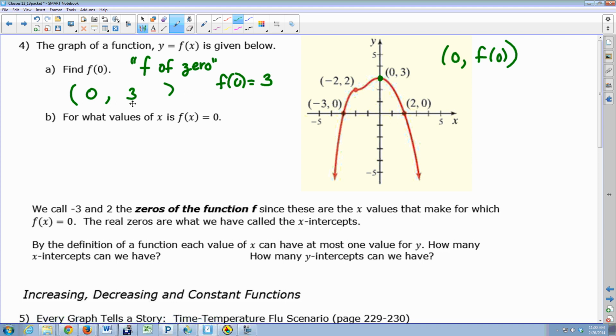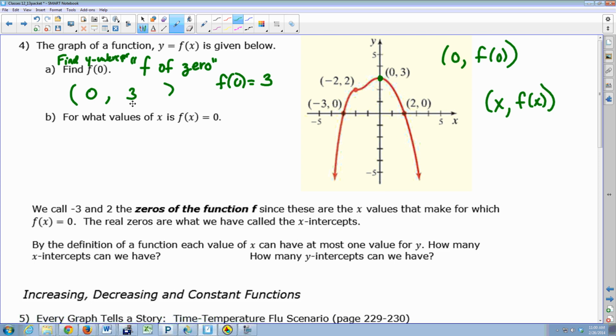In general, you would write the coordinates for anything on this graph like this: (x, f of x). You don't write y anymore, you say f of x. Okay? That's how you write the coordinates for any point on that graph. Now the second question's a little bit different. So this is actually asking us to find the y-intercept, the value for the y-intercept.